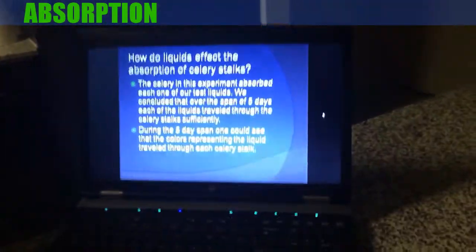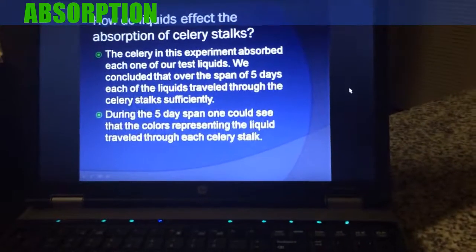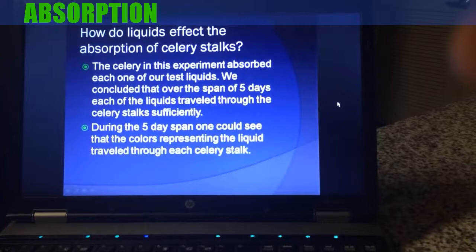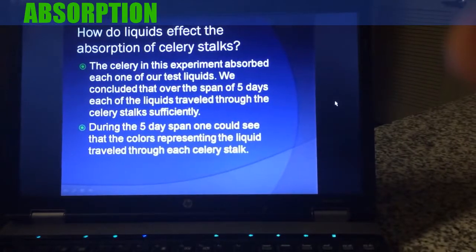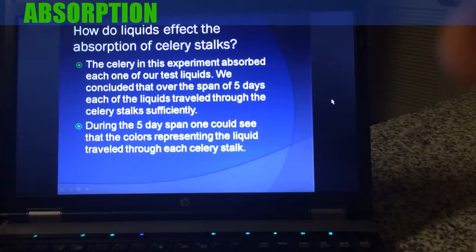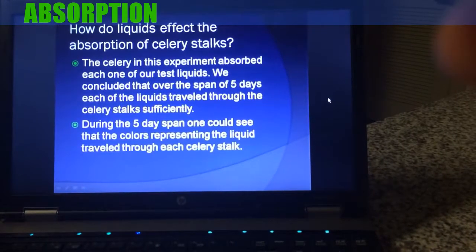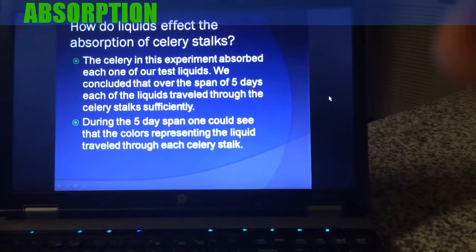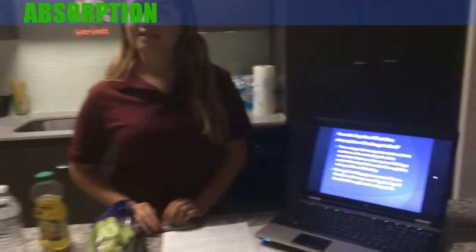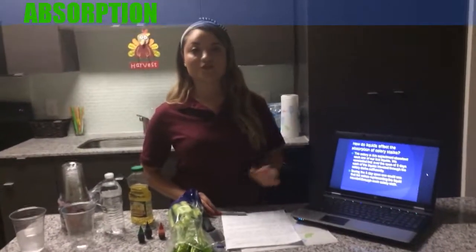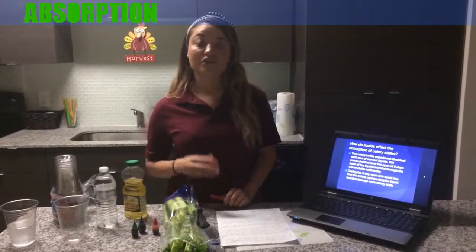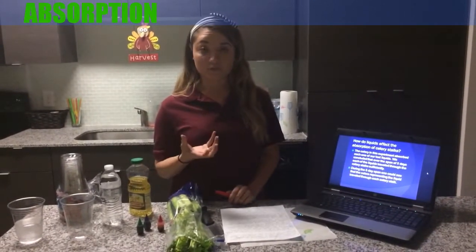So, how do liquids affect the absorption of celery stalks? I conducted my experiment over a 5-day span, and the celery in this experiment absorbed each one of our test liquids. We concluded that over the span of 5 days, each of the liquids traveled through the celery stalks sufficiently. The only reason I didn't do it more than 5 days was because after the end of the first day, the celery stalks were already starting to get color.